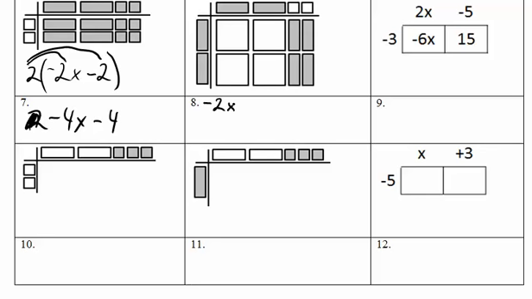Negative 2x times negative 2x plus 2. So we do our distributive property, and we get the negative 2 times the negative 2 is positive 4. And x times an x is an x squared. And the negative 2 times 2 is negative 4. But they're not 4s, they're 4x's.